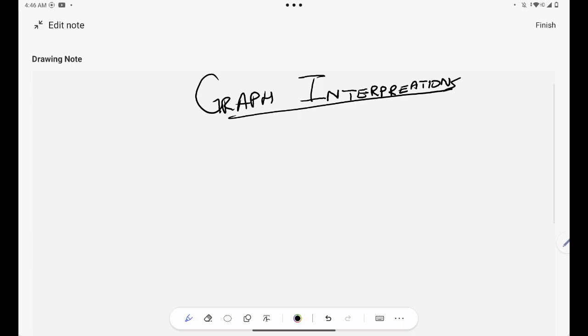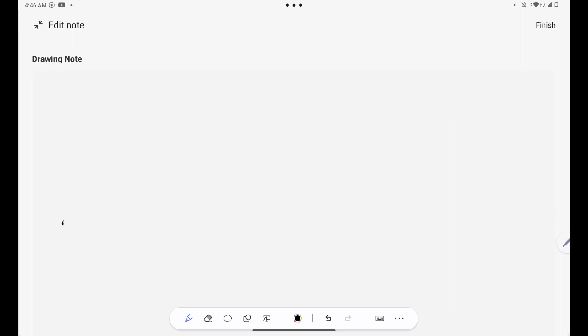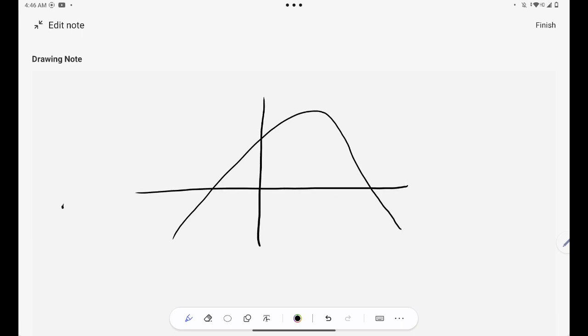Today we are focusing on graph interpretations. All right, together. Let's start with a simple scenario whereby we have just one graph. Let's say we have a graph like this.